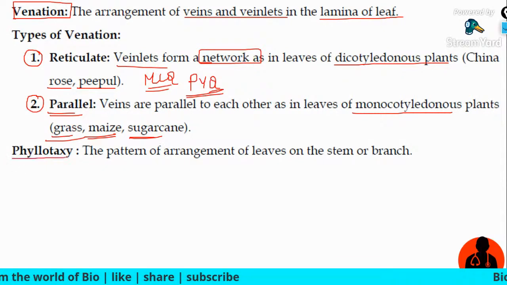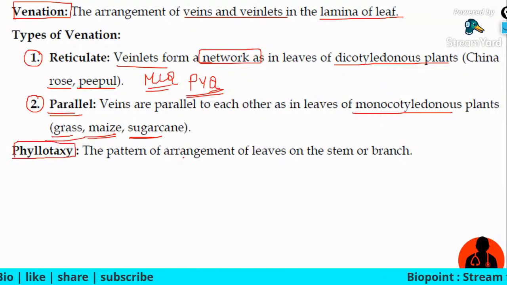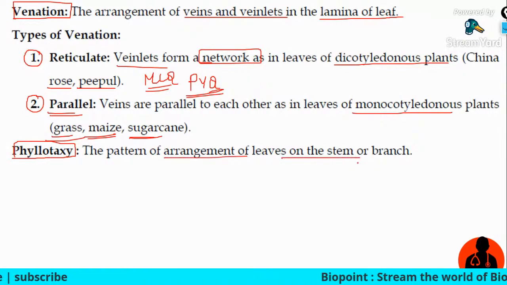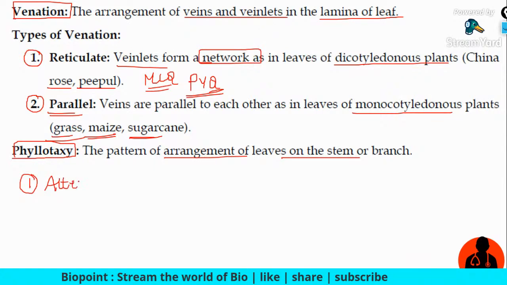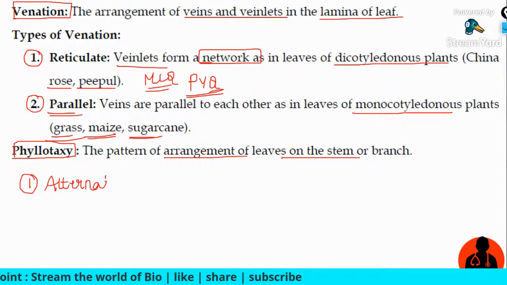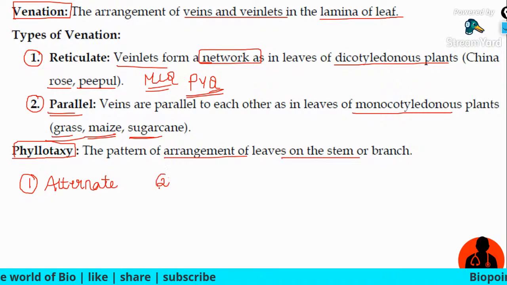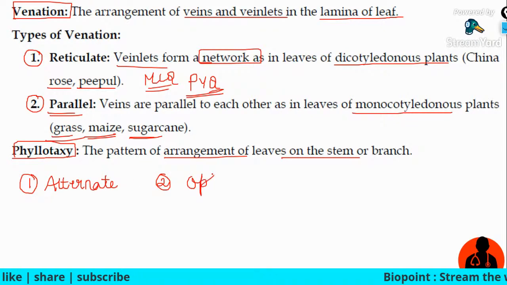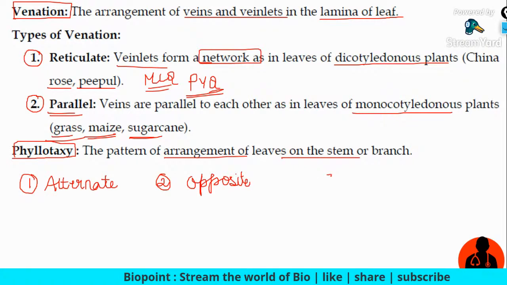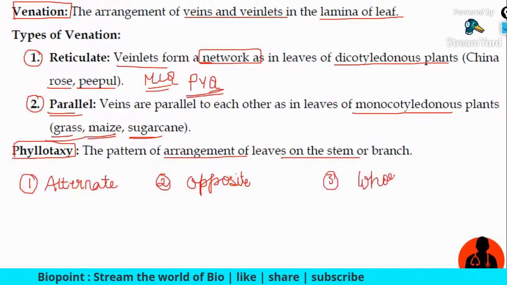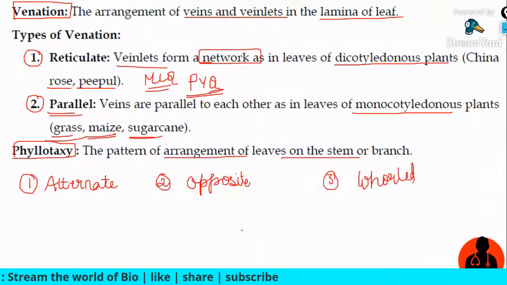Phyllotaxy is the next term. Phyllotaxy is the pattern of arrangement of leaves on the stem or branches. Phyllotaxy can be of three types: alternate phyllotaxy, opposite phyllotaxy, and whorled phyllotaxy.